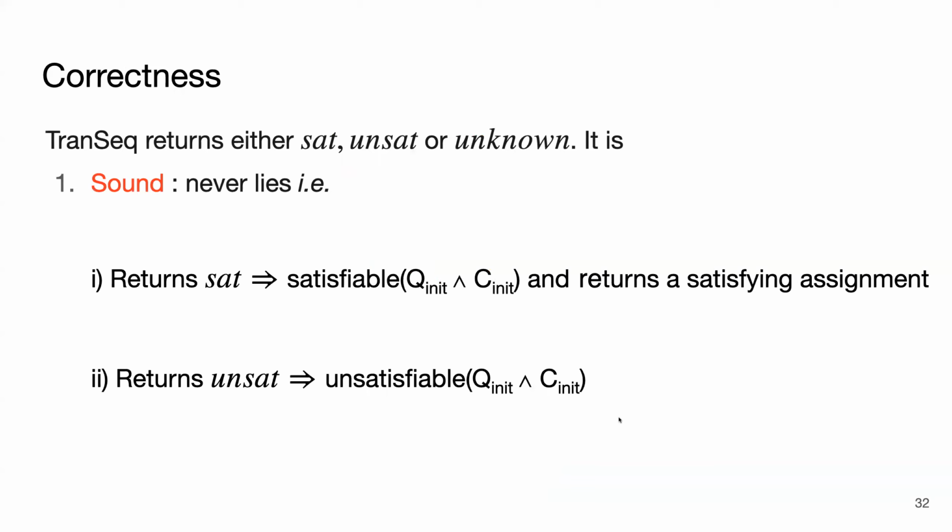Now we are going to discuss correctness properties of TranSeq. TranSeq is sound, which means it never lies. If it returns sat, then the initial input consisting of string equations and linear constraints was indeed satisfiable, and it will return a satisfying assignment. If it returns unsat, then the input conjunction of string equations and linear constraints was unsatisfiable to start with.